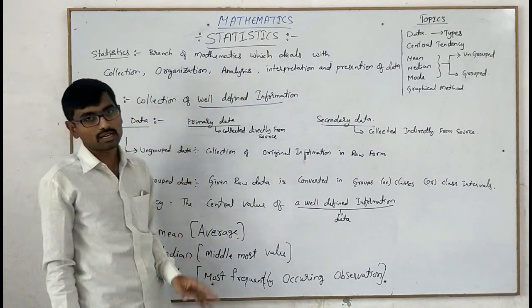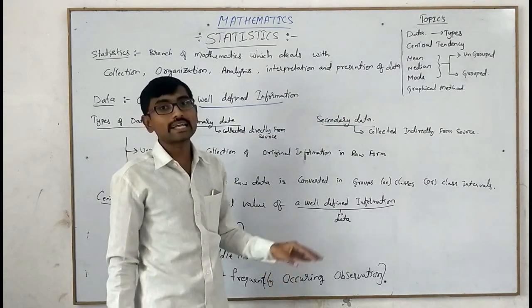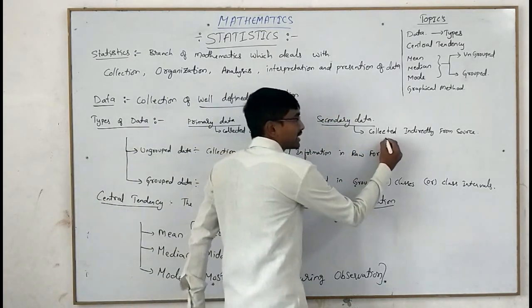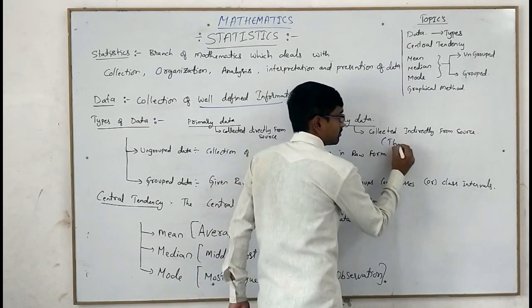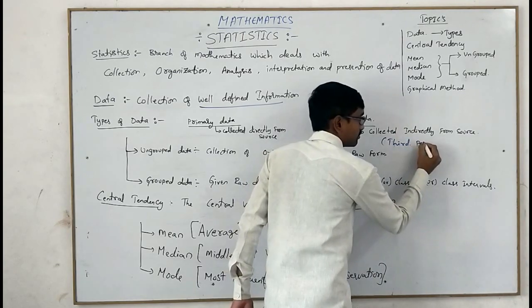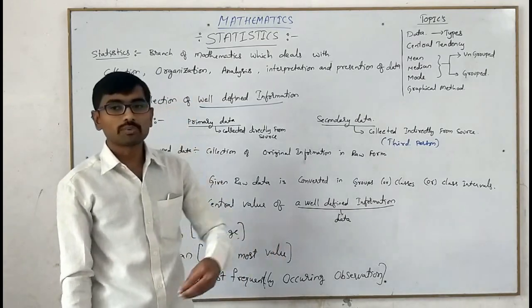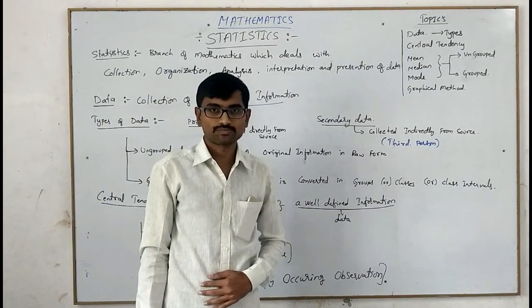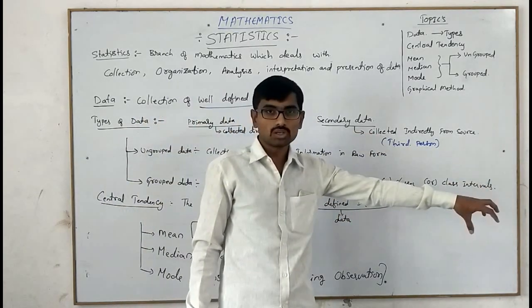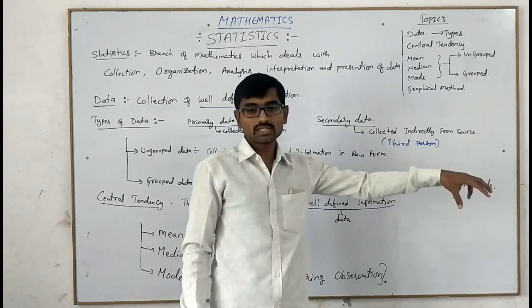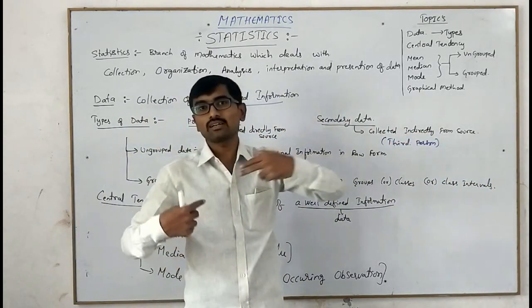Next, coming to secondary data. What is secondary data? Secondary data is collected indirectly from the source. That is, it is collected from a third person, another person. For example, I have collected the attendance in the class. The headmaster of the school has taken the same information from me. That is, I am the second person, and the headmaster is the third person who has taken the information.